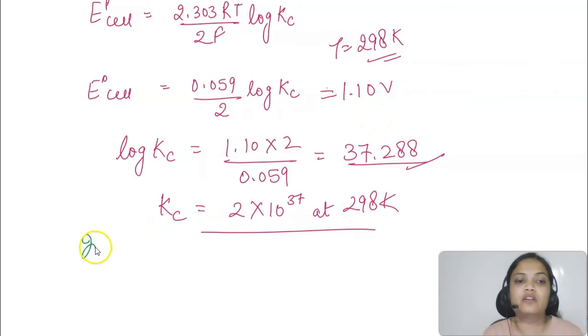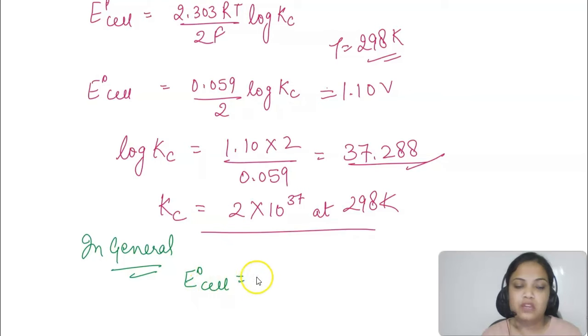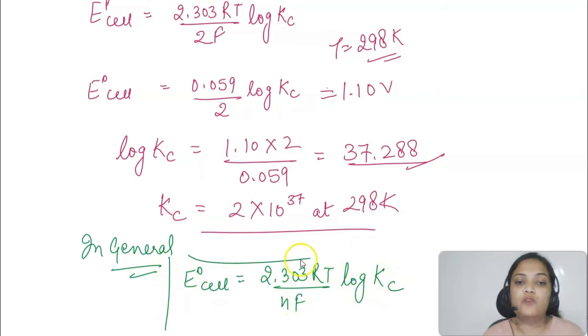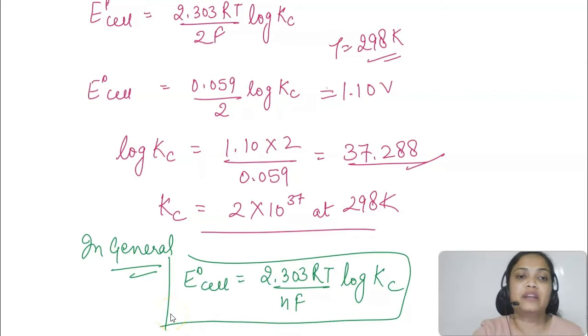So in general, you have to keep this formula in mind, that E naught cell would be equal to 2.303 RT upon nF log Kc. Okay, so this formula we will be using for solving the numericals, to calculate the value of the equilibrium constant. Okay class.